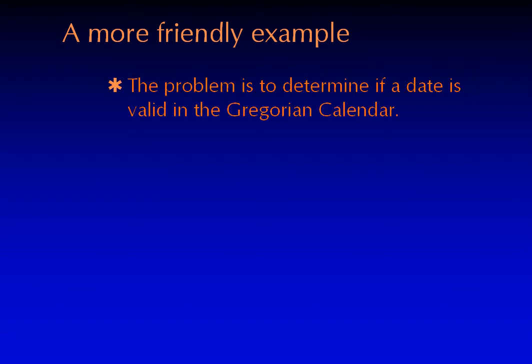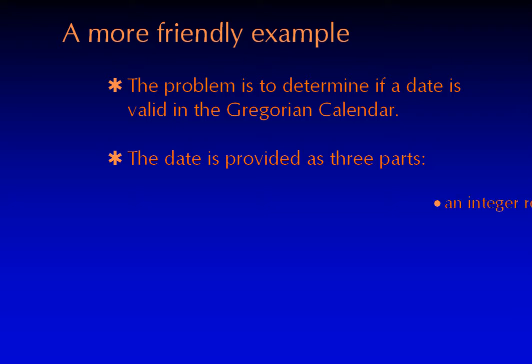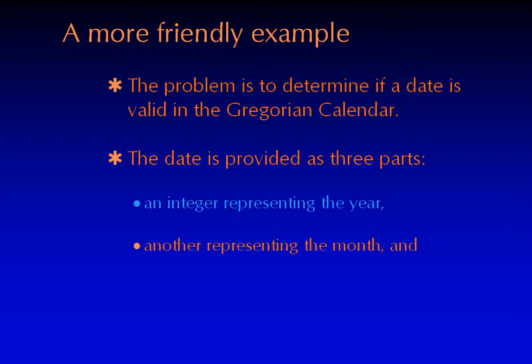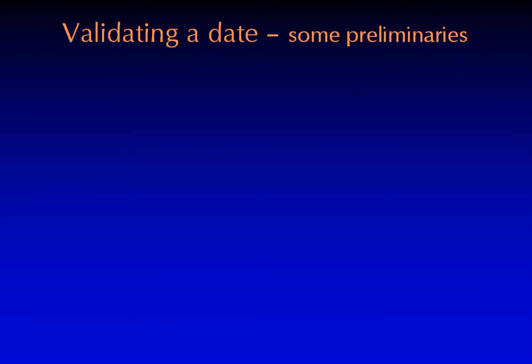It's to determine whether a date is valid in the calendar we all use daily. The user will provide the year, month and day as 3 integers, one for the year, one for the month, and one for the day of the month. But first, some ground rules.